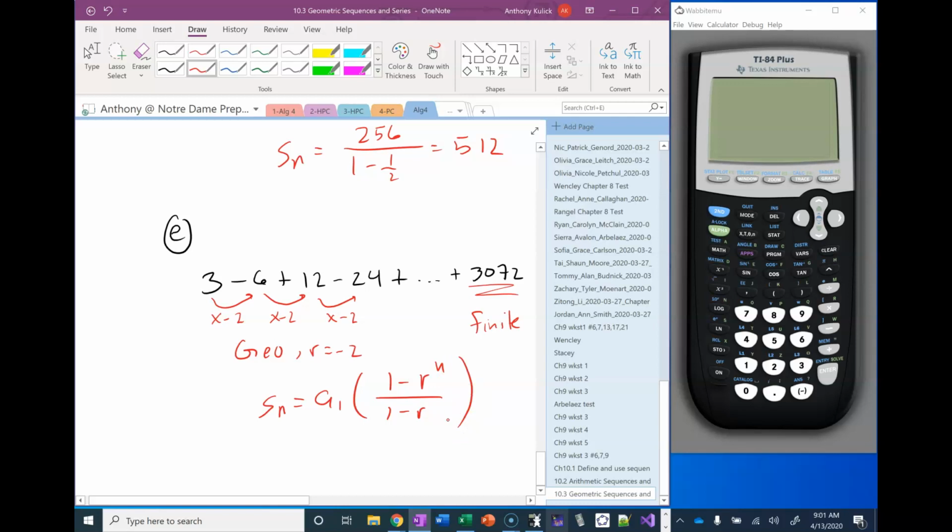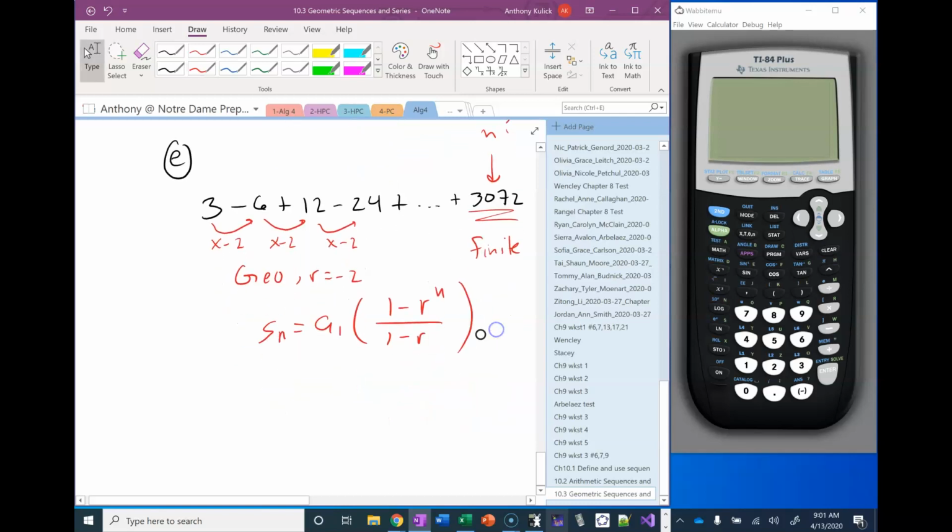I know a sub 1, I know r, but what I don't know is n. I don't know the term number for 3072. Well, we're going to have to find that in order to fill it into this formula. To do that, I'm going to write the geometric sequence here.